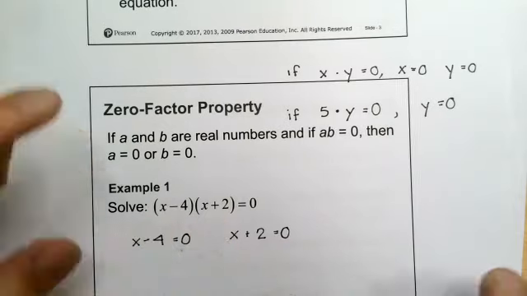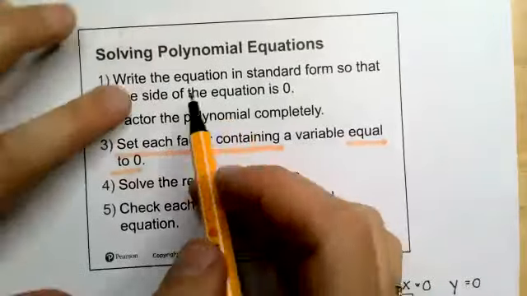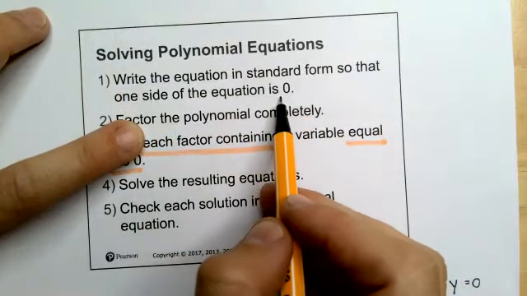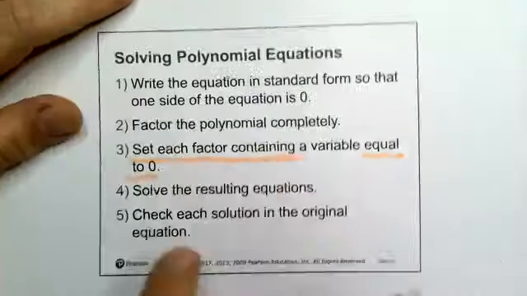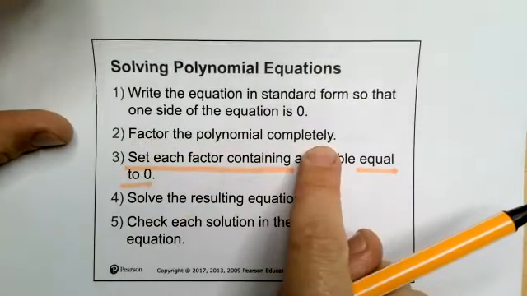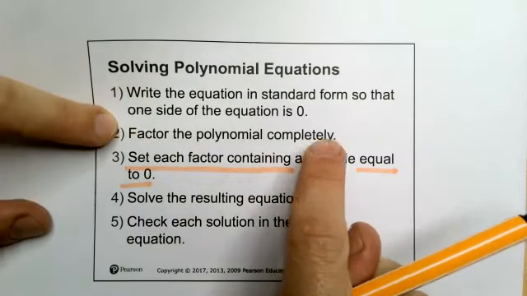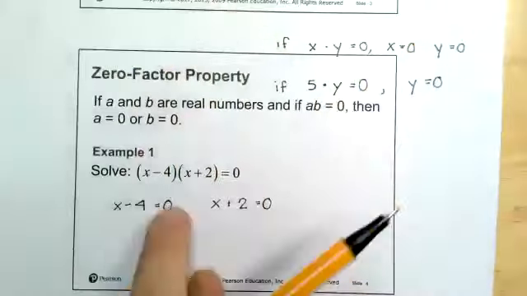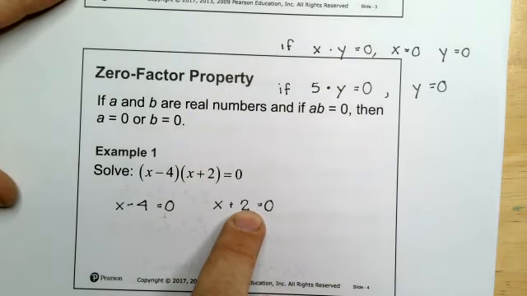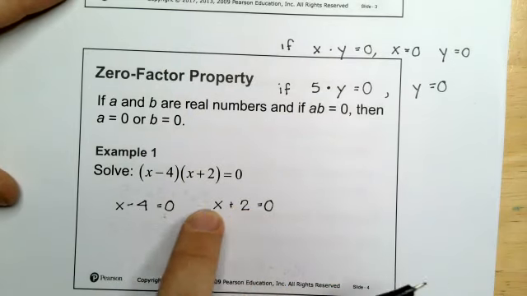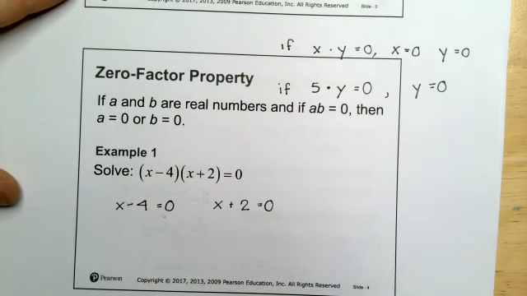So once you have, what we've done is wrote the equation in standard form so that one side is 0. Then we factor the polynomial completely, which is what this whole unit has been about. Once you've factored the polynomial, you can say that this factor is equal to 0 and this factor is equal to 0, because one of them must be 0, right? The only way to get 0 when you multiply is to multiply by 0. Now you just solve it.